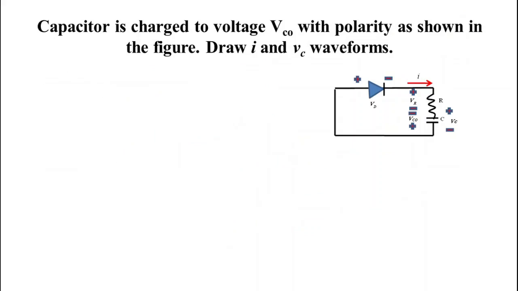Now the capacitor is charged to voltage VC0 and the polarity is shown here. Now draw the I and VC waveforms. We have to draw the I and VC waveforms for this. Again we will use VC(t) equals VC(infinity) plus VC(0) minus VC(infinity) e to the power minus t by RC. Again, use this very basic equation of network theory.